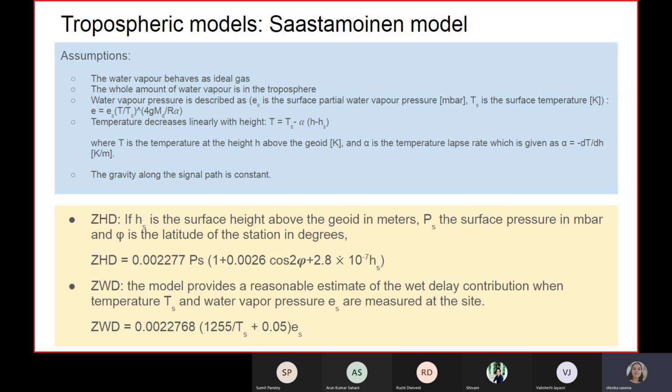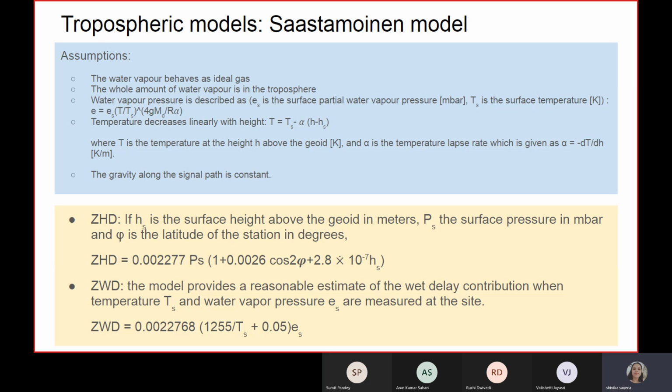Okay, this is not a good assumption. Temperature doesn't decrease linearly with height, but we have assumed it here and introduced the term alpha. Okay, alpha is the temperature lapse rate. So here we are not using a constant lapse rate, which was the shortcoming of the Hopfield model. The gravity along the signal path is constant.